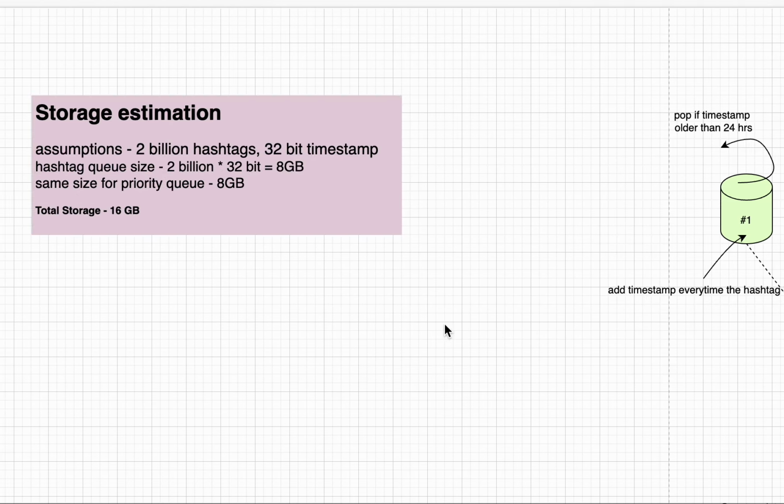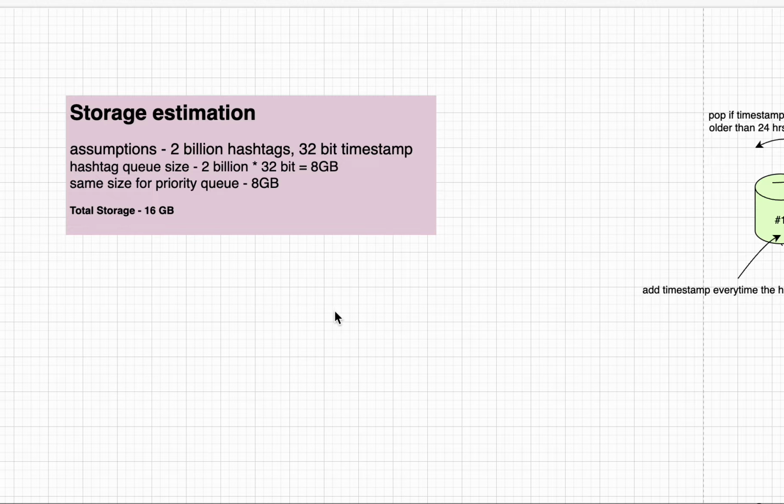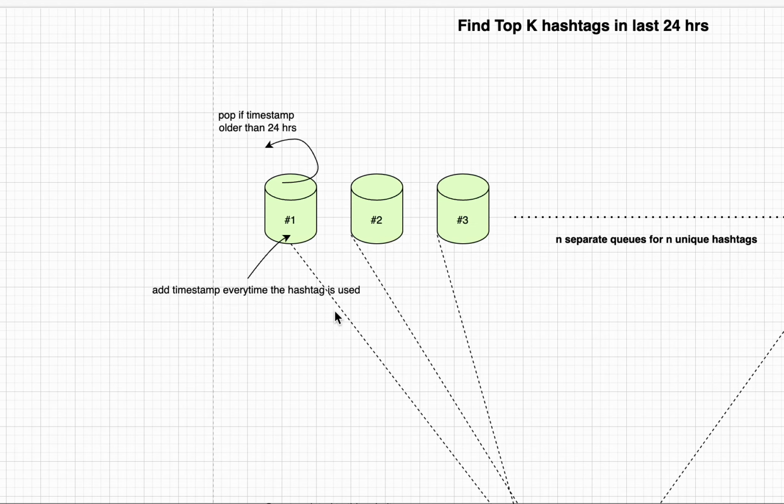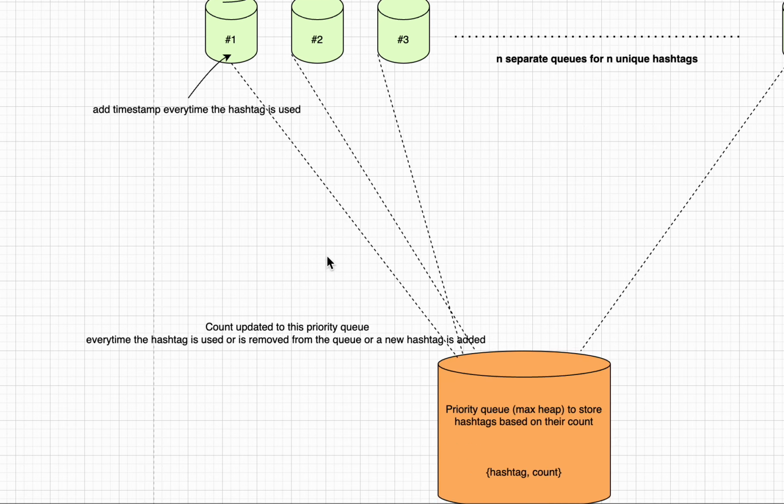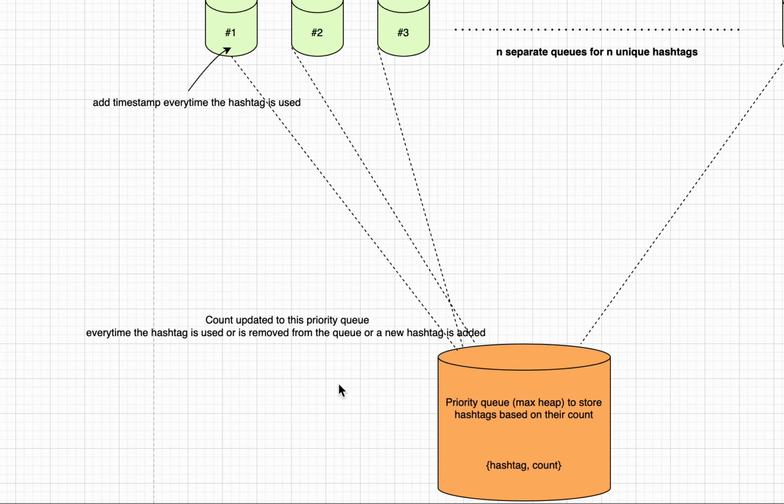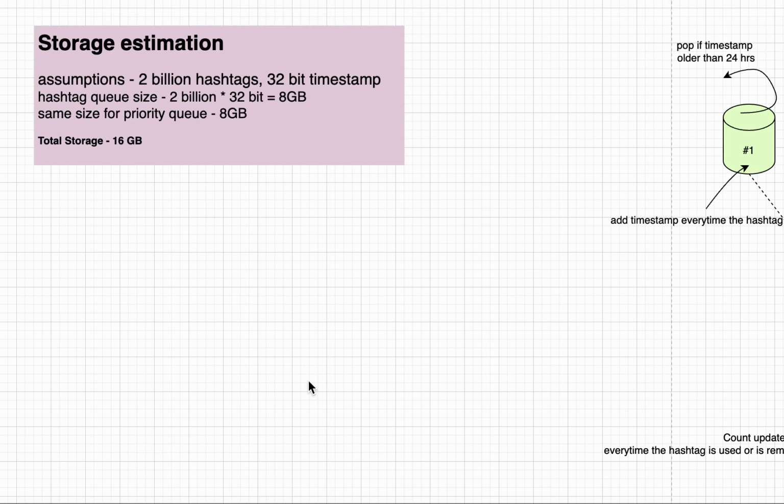Now we'll see a little bit of storage estimation. Suppose we have 2 billion hashtags, and since we are storing a 32-bit timestamp, the total storage size would be 8 GB for storing all of these in the queues. We are also storing all those hashtags in the priority queue as well, so 8 GB more. So it will be 16 GB of total storage. 16 GB is pretty normal for today's modern hardware, and we could definitely have 16 GB of RAM in our machine and store all of this data.